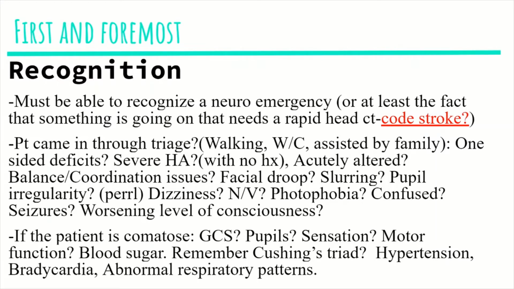Now, what if the patient arrived via EMS and is comatose? You have to note their GCS. You have to note their pupils, because if they aren't PERRL, you know something is going on and you must head to CT. If after providing painful stimuli they aren't moving one side but are moving the other, you know something again is going on. And again, you must head to CT as soon as possible to make sure there is no true neurological emergency going on within the brain.